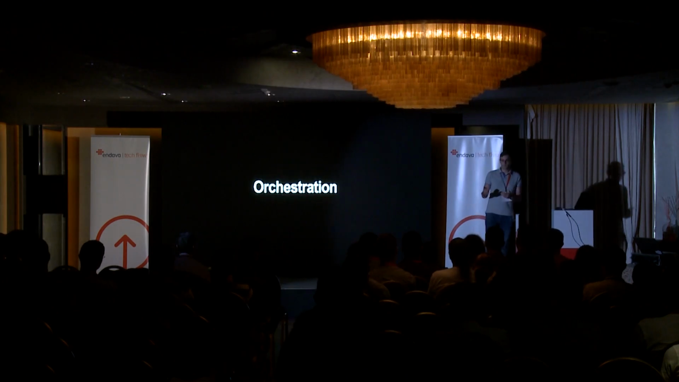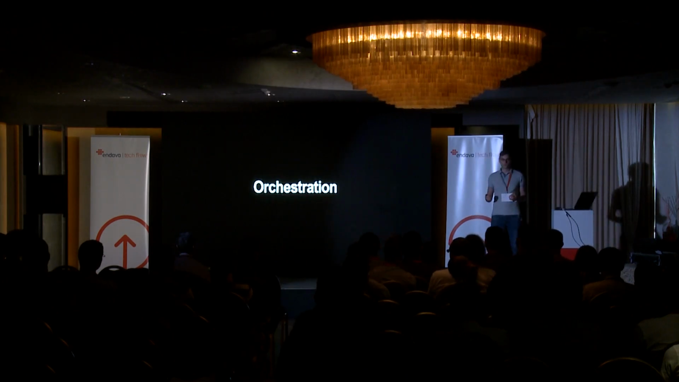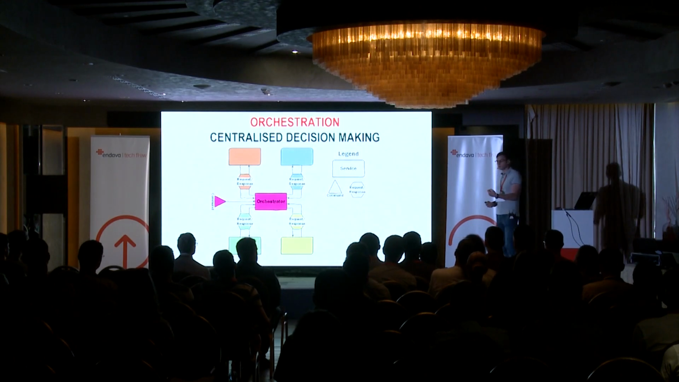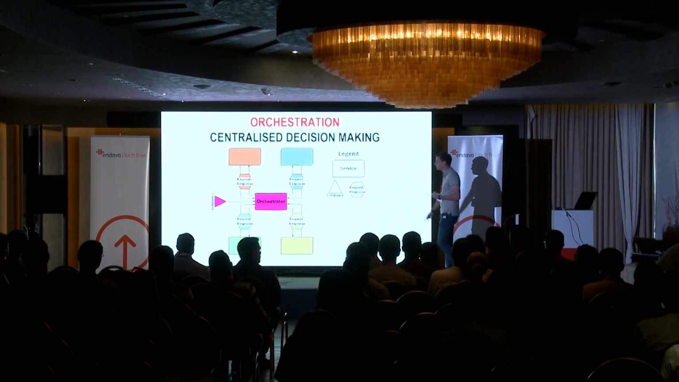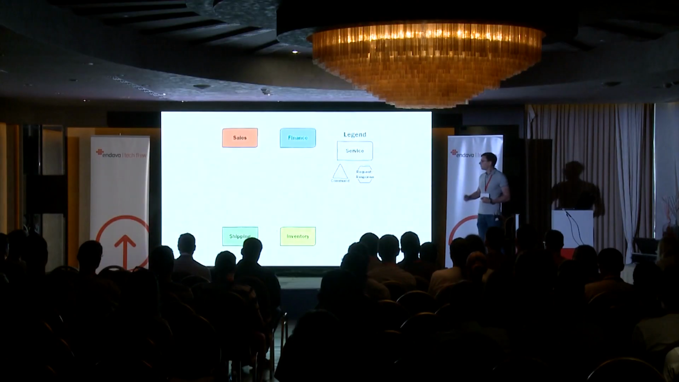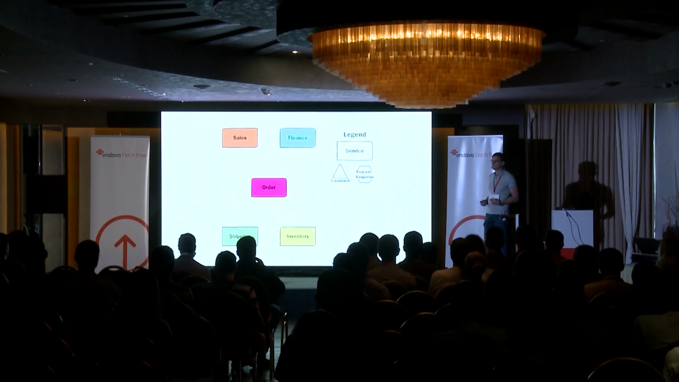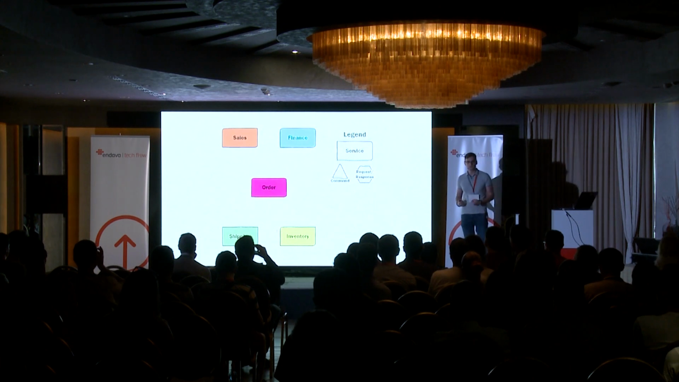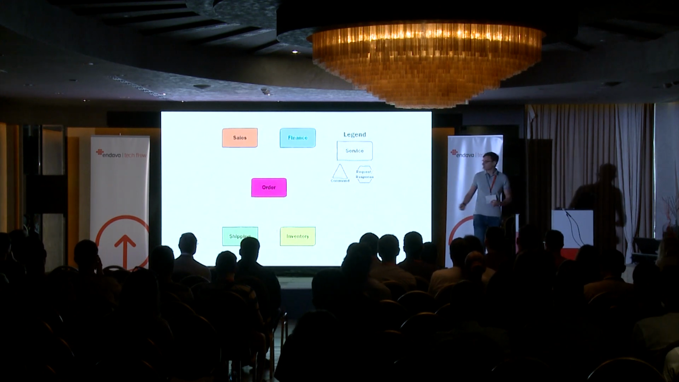So what is the other approach? And of course, this is orchestration, which is centralized decision-making. Now we have a new component, the orchestrator, that will orchestrate all the other services and tell them what to do. So to implement our flow, we have the four services, but we now also have a new order service, which will act as the orchestrator. This is the service that will handle the place order command.